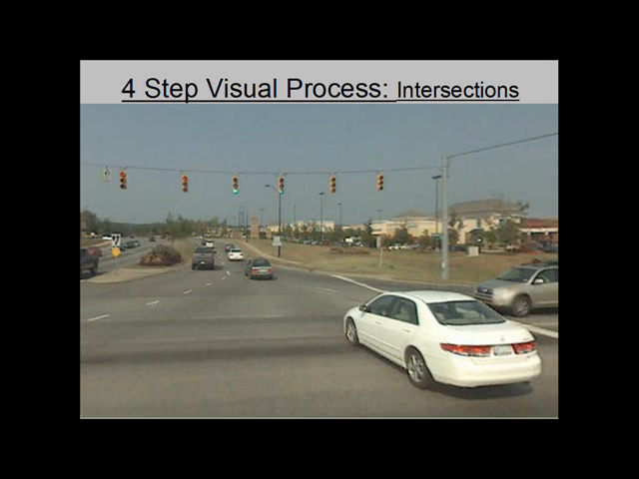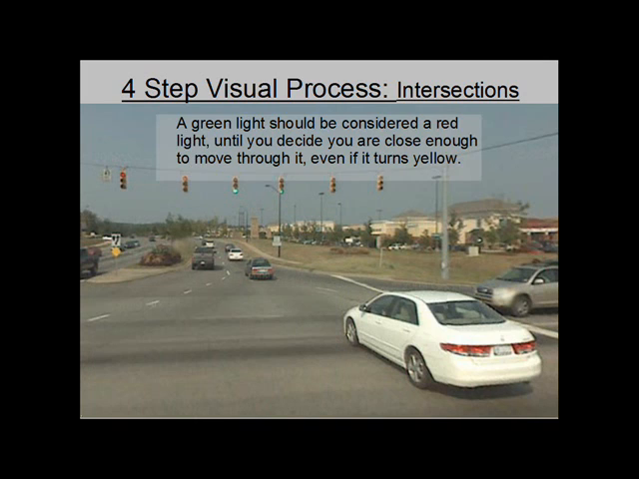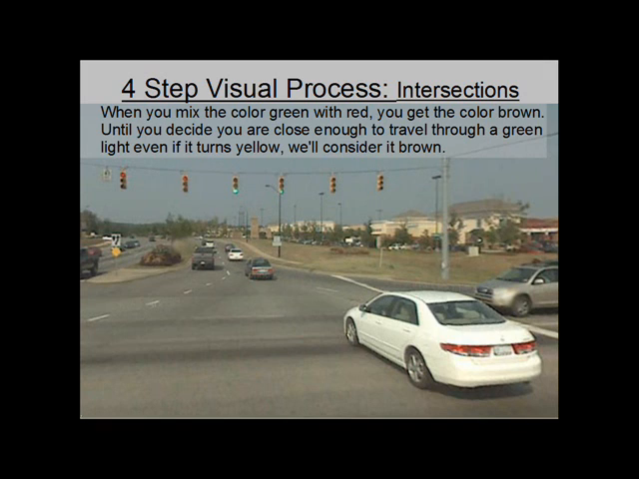Intersections. What does a green light mean? Go? Wrong. A green light means proceed with caution. A green light should be considered a red light until you decide you are close enough to move through it, even if it turns yellow. When you mix the color green with red, you get the color brown. Until you decide you are close enough to travel through the green light, even if it turns yellow, we'll consider it brown.